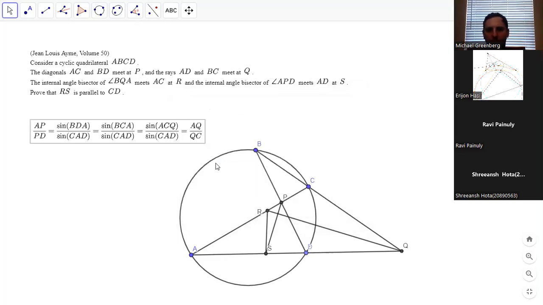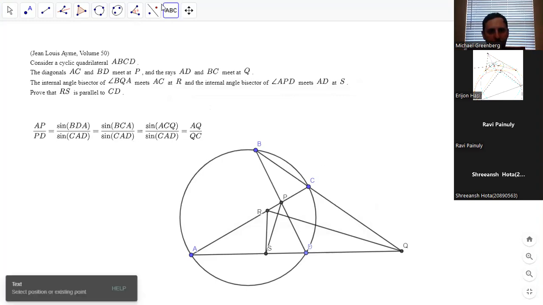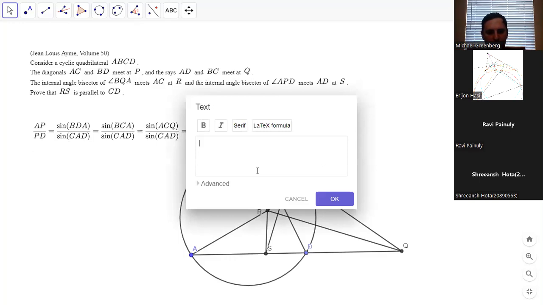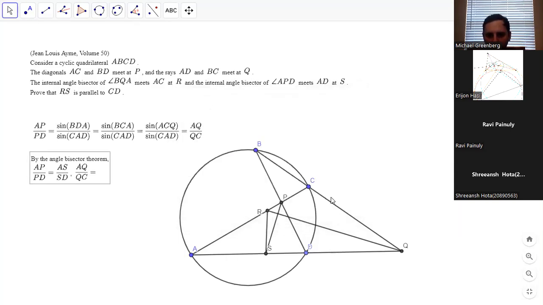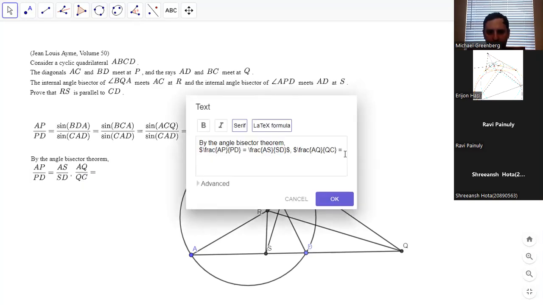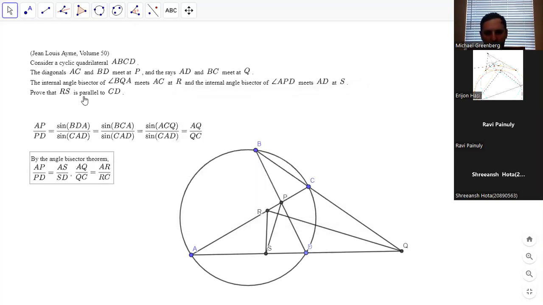All right, thanks. And once we know that, by the angle bisector theorem, we have AP over PD is equal to AS over SD. And AQ over QC equals AR over RC. And so this means that AS over SD equals AR over RC, which solves the problem.